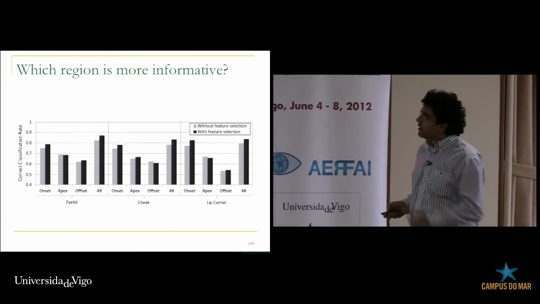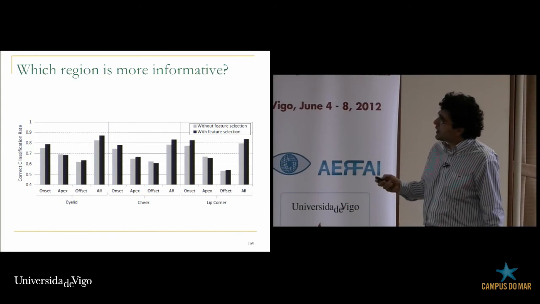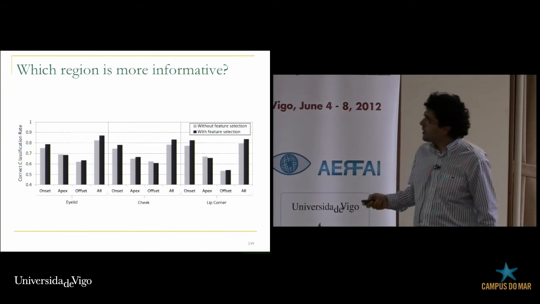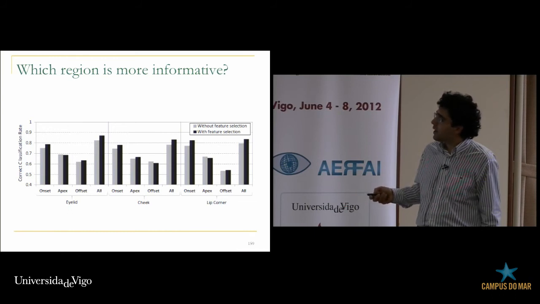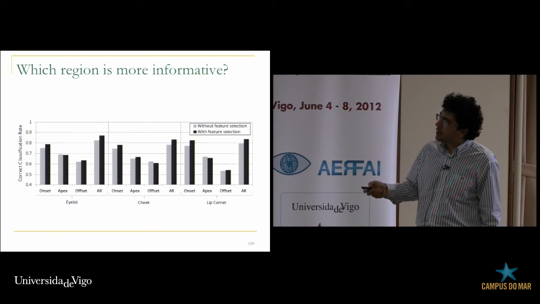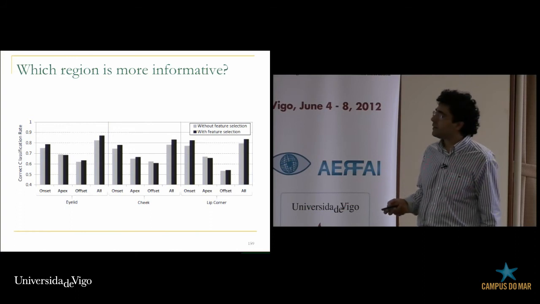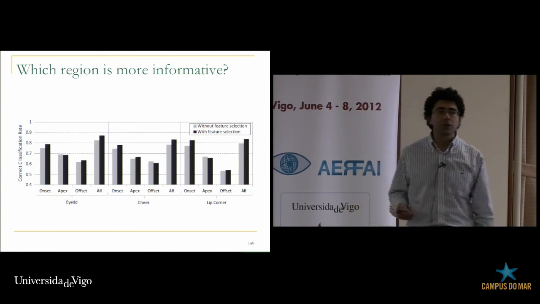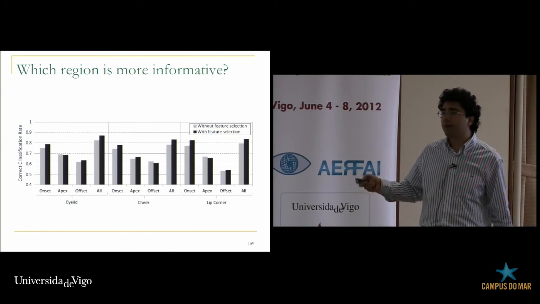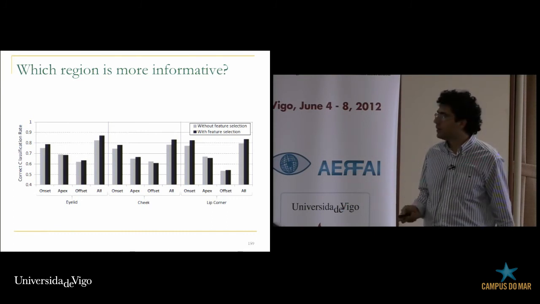So which region is more informative? The feature selection is the one that is before the SVM. The eyelid features, apparently, are the most informative, followed by the cheek and the lip corners. Here you see the temporal segments, the onset, apex, and offset for each of these regions. And it looks like the onset of an expression is quite informative, because we're looking at dynamic features. I mean, if we were looking at static features, probably the apex would have been the most important part.